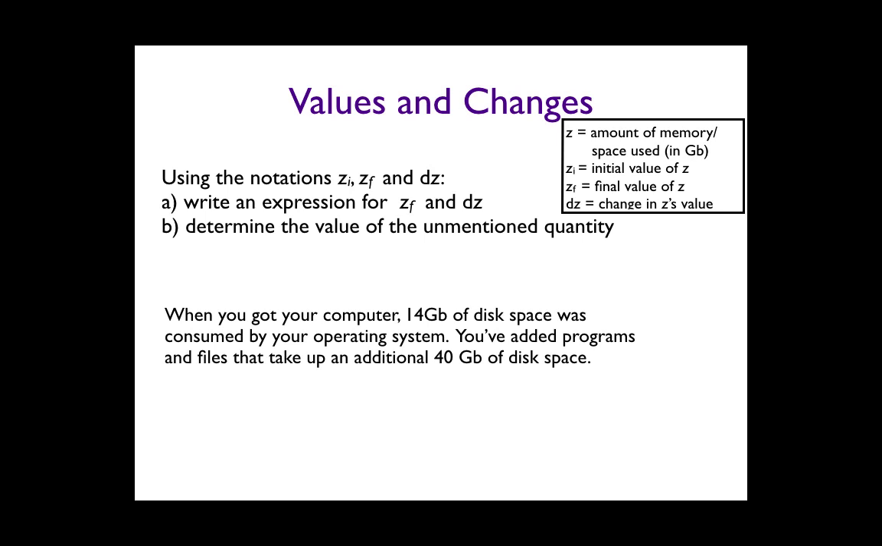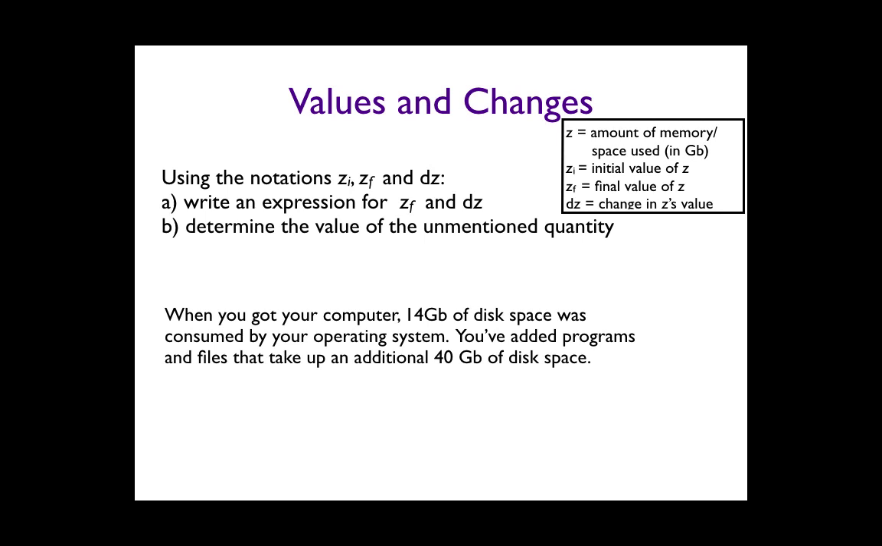Let's see, which quantities, which symbol are we missing? ZI, ZF, or DZ? I hear a couple different things there. 14 gigabytes of disk space was being used when you got your computer. That sounds like a value of ZI, the initial value. You've added programs that take up an additional 40 gigabytes of disk space. That's a value of DZ. So the part that's missing is the ZF, the final value.